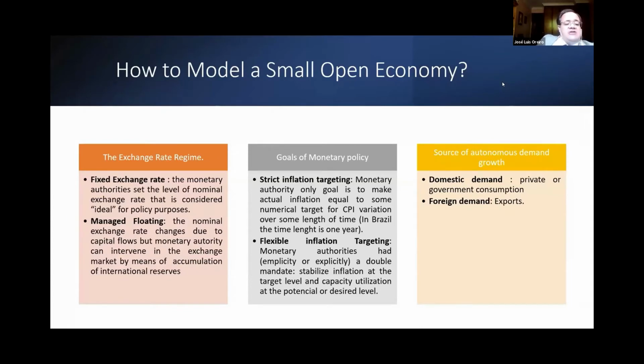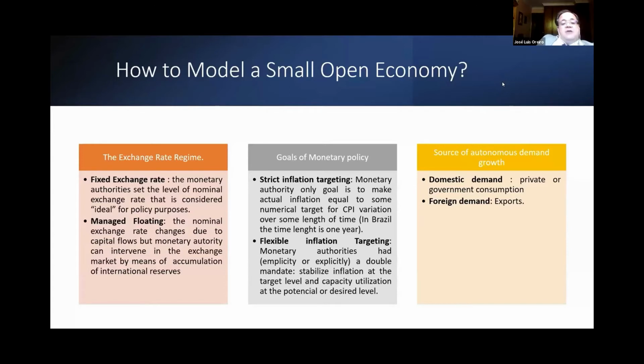In the case of managed floating, the nominal exchange rate changes due to capital flows, but monetary authorities can intervene in the exchange market by means of accumulation of international reserves. This was the case of Brazil, for instance, from 2006 to 2013.